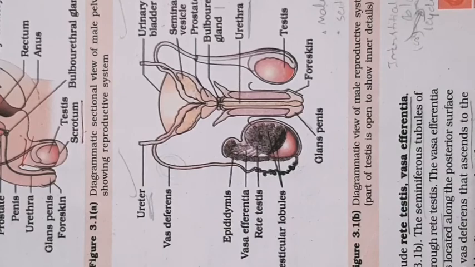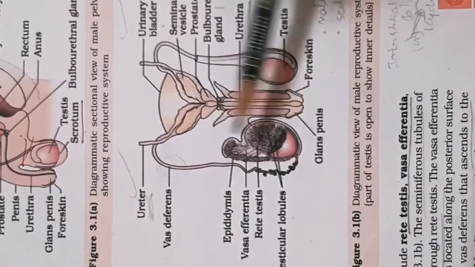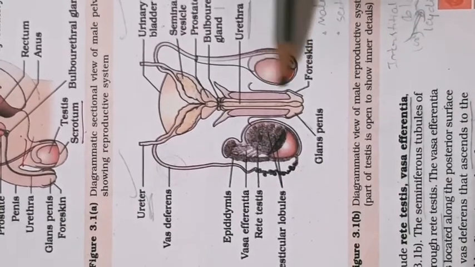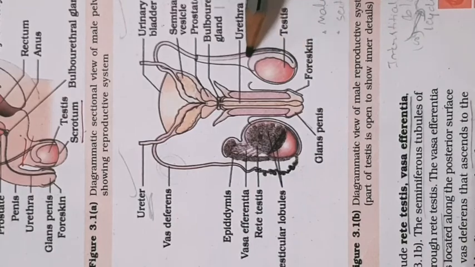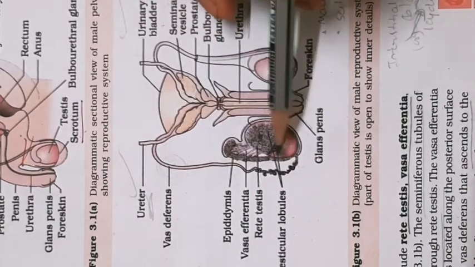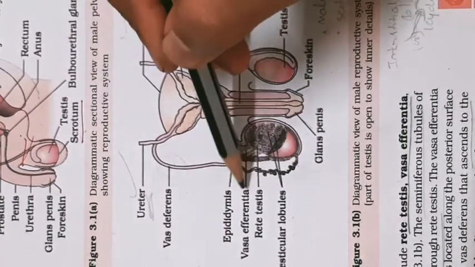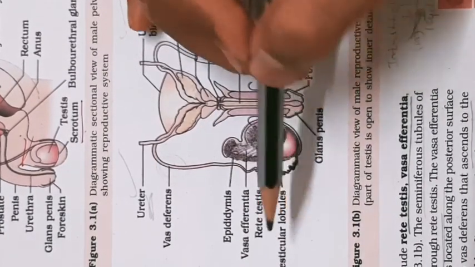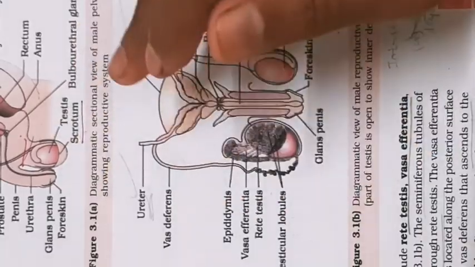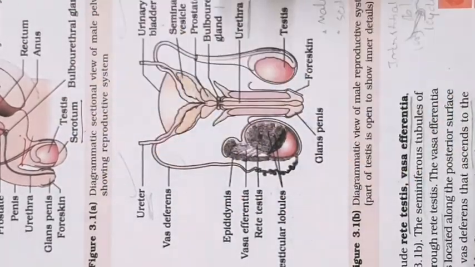If you are comfortable with this diagram, you can practice this one. Otherwise, you can refer to my diagram also. Here you can see the scrotum. In that scrotum, a testis, and a tube like structure which arises from the testis. Here they mention the epididymis, vasa efferentia, rete testis and testicular lobules. We already discussed these in the testis part. If you want, you can label.